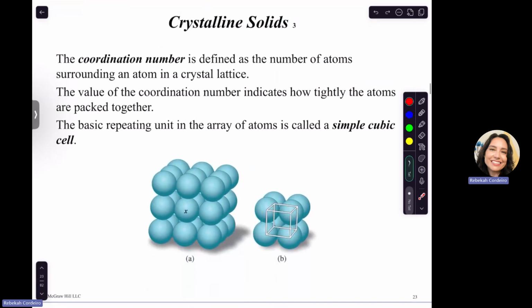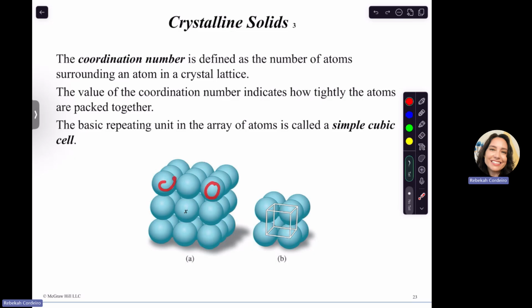Coordination number is the number of atoms surrounding an atom in a crystal lattice. So if we look at an atom, how many are surrounding it? We have to think about it in terms of, okay, there's also other ones on the other side, so I could draw in more here. And so if I'm this atom, I could count 1, 2, 3, 4, 5, 6, 7, 8. And then another 9, 10, like you could count more.